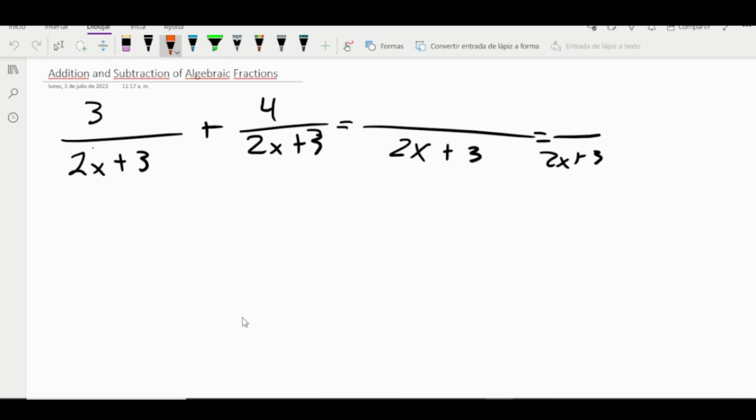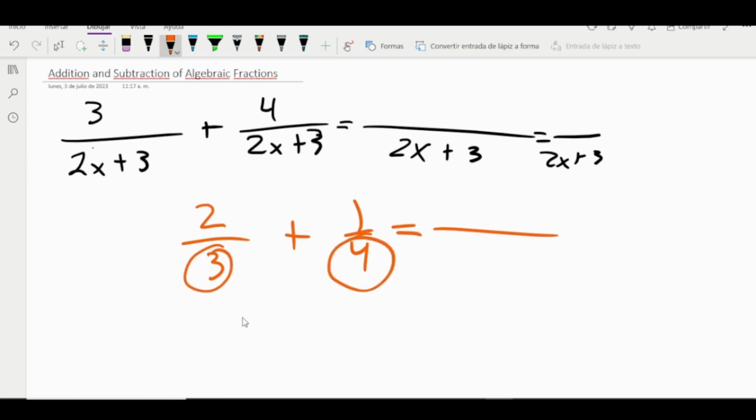So for example, before we solve this, let's put here a normal addition. Imagine that we have 2 over 3 plus 1 over 4. Remember that we need to have the same denominator, but here we don't. When we don't have the same denominator, one method is to multiply the denominators. For example, here we apply 3 times 4.